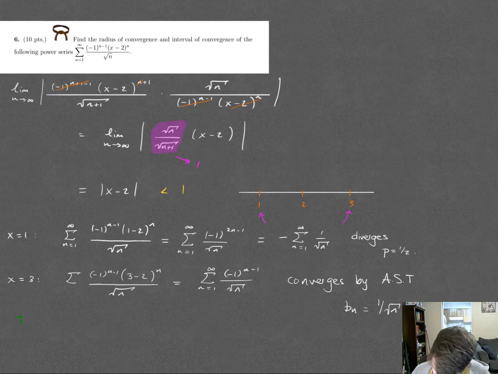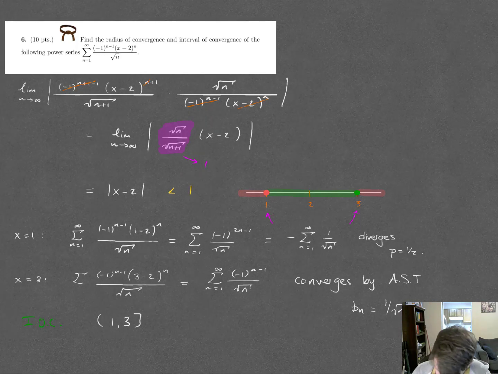Okay? So overall, we have that the interval of convergence is, we don't have 1, but we do have 3. So it's this half open interval from 1 to 3. So we shade this in. So everything between 1 and 3, we don't have anything outside, so beyond the endpoints. We don't have 1, so I'll indicate that with a red dot, and we do have 3. I'll indicate that with a green dot. Okay, so that's that example.